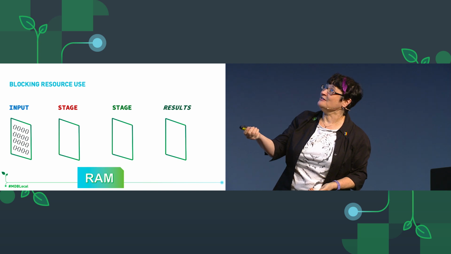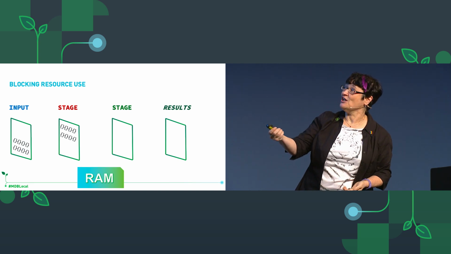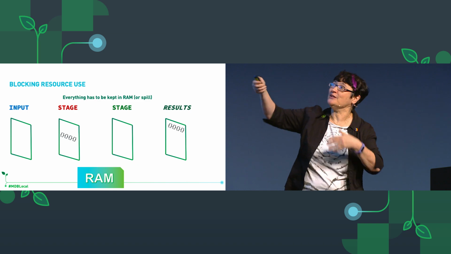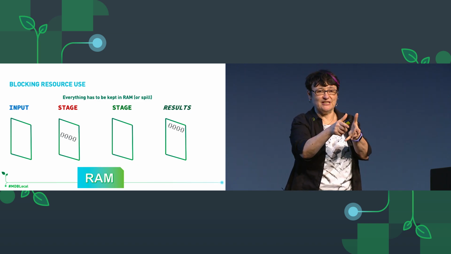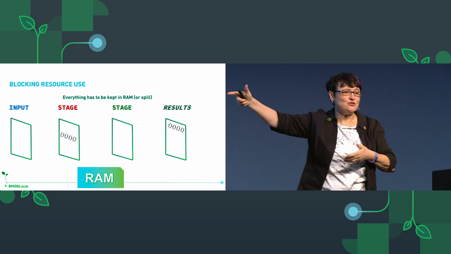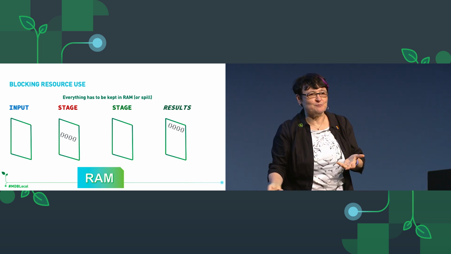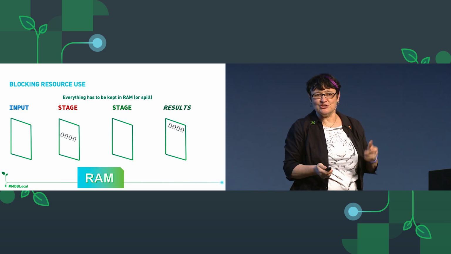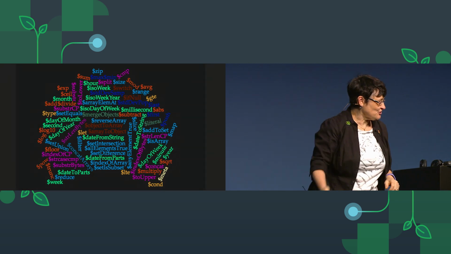What happens if you have a blocking stage is we actually have to accumulate everything in a grouping stage or a sorting stage, and that's what uses up RAM and sometimes may need to spill to disk. So this is how you can tell where the slow parts of the aggregation are.